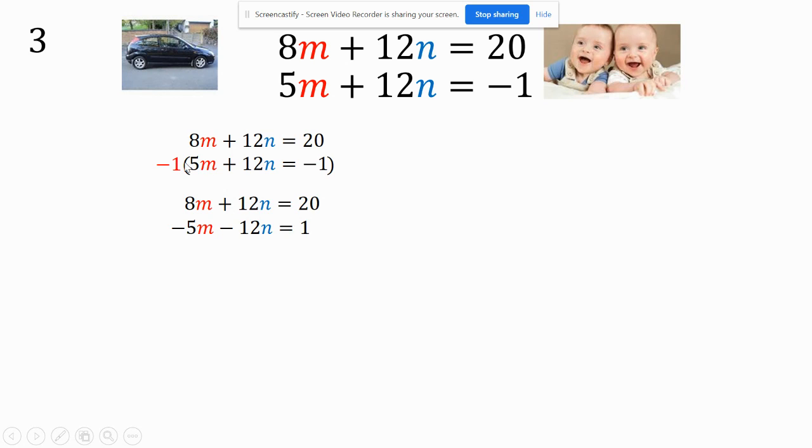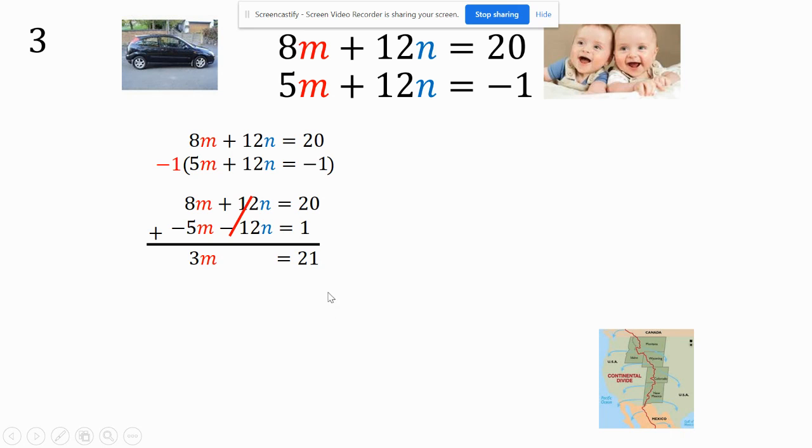So if you look at this here, I changed the 5 to a negative 5, the 12n to a negative 12n, and negative 1 to positive 1. Now I can just add these together. 8m and negative 5m make 3m. The 12n's cancel. 20 plus 1 is 21. Divide each side by 3, and m is 7.